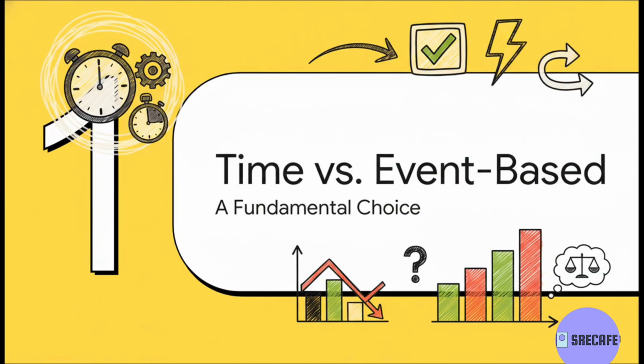And that leads us right to the first and maybe most fundamental decision any team has to make when they define an SLI. Are you measuring good time or good events? And look, this isn't just about semantics. Your answer here is going to completely change what your alerts mean, how you spend your error budget, and even how you think about failure itself.